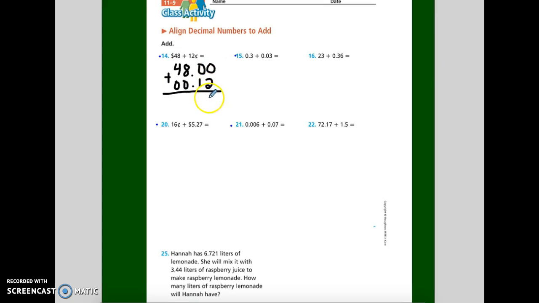So 0 plus 2 is 2. 0 plus 1 is 1. Bring down that decimal point. 8 plus 0 is 8. And 4 plus 0 is 4. So my total ends up being $48.12.